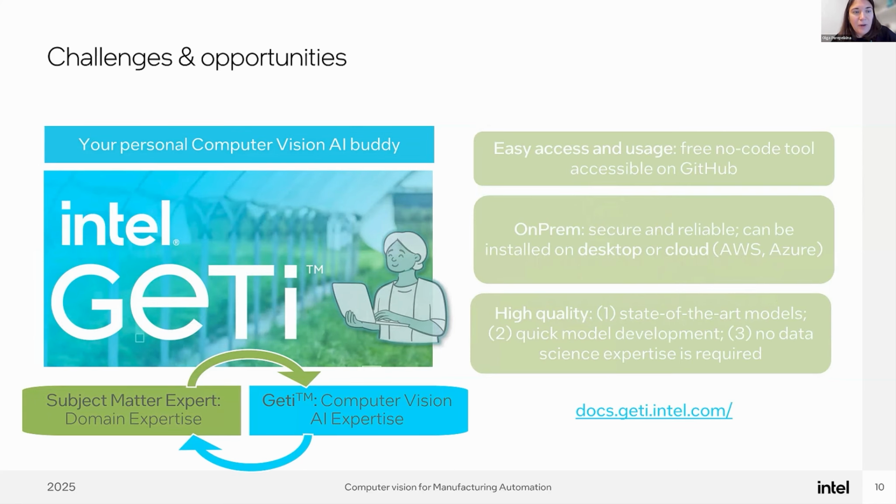And at Intel, we have a tool which is called Intel Geti. You can consider it as a personal computer vision AI buddy, where we can combine the subject matter expertise from the domain expert with the computer vision expertise from Geti. It's a free, no-code tool. It's accessible on GitHub. It's on-prem, that's why it's secure and reliable. It can be installed on desktop or on cloud. And we continuously update the models, so you can find state-of-the-art models, and you can quickly develop the models. And basically, almost no data science expertise is required to get started with this tool.